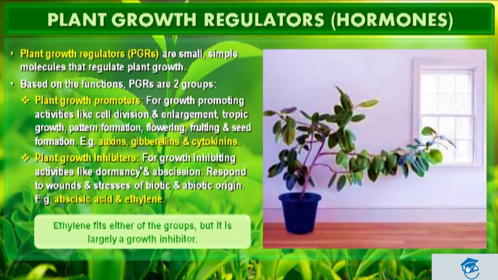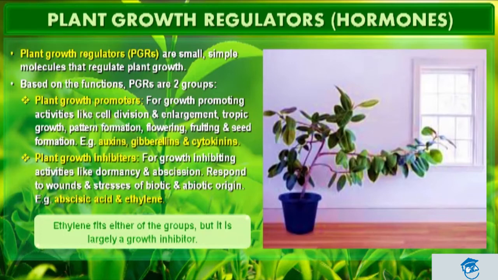I hope it is clear to you now that plant growth regulators are small, simple molecules, but they have diverse chemical composition. Commonly they are called phytohormones or plant hormones. Plant growth regulators are divided into two major groups. First is plant growth promoter and second is plant growth inhibitors, students.